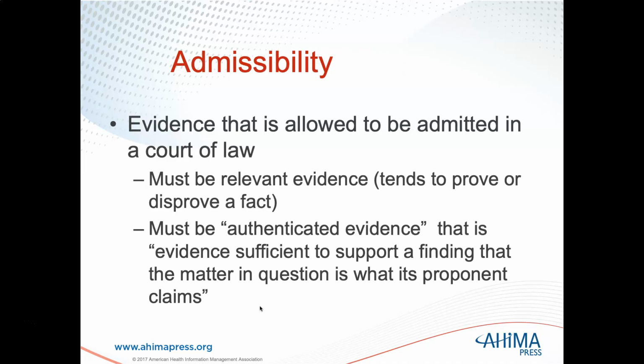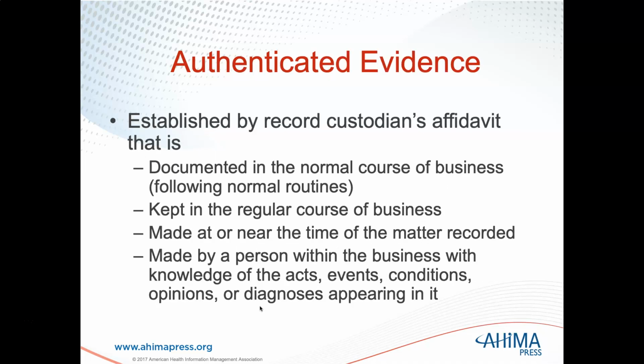All right, so admissibility, we've talked about that before. It has to be relevant. It has to be authenticated in order to be admitted into law. And how do you authenticate it? You have the records custodian's affidavit. That's my certification, my affidavit, that I'm documenting all of those things, and then it's notarized, validating that I am the individual. I did swear to it in front of someone, and I did produce documentation to prove my identity.